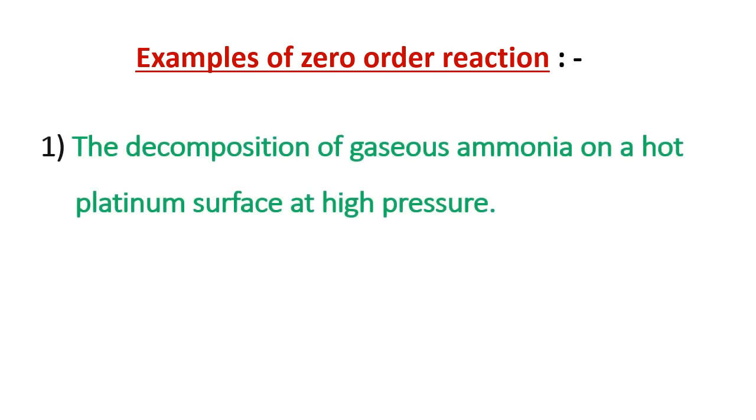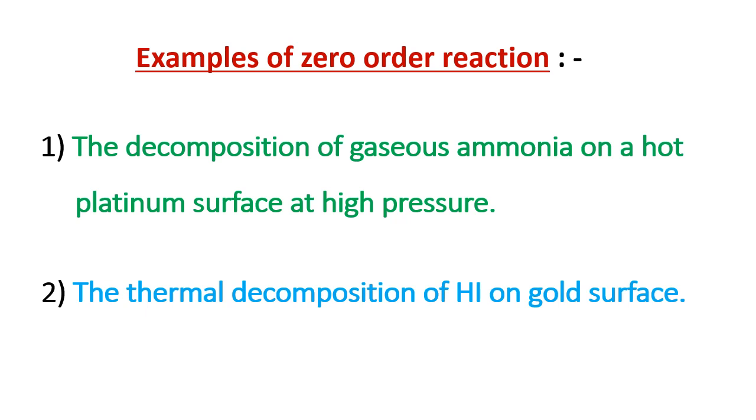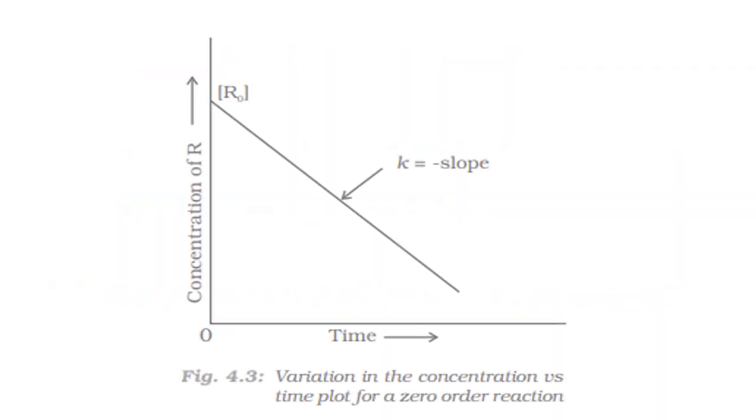Examples of zero order reaction are: the first one is the decomposition of gaseous ammonia on a hot platinum surface at high pressure. The second example is the thermal decomposition of hydrogen iodide on gold surface. This is a graph for zero order reaction where we plot concentration of reactant versus time. It gives a straight line with intercept equal to initial concentration of the reactant and slope equal to minus k. k is the rate constant.